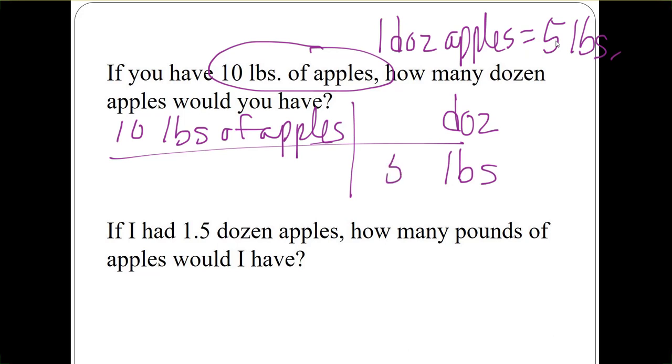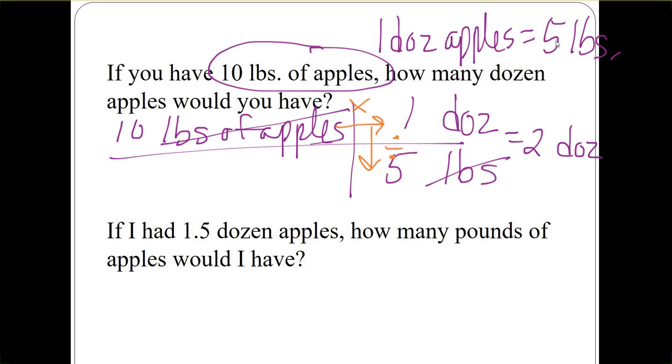So we have 5 pounds here on the bottom and 1 dozen apples on the top. My pounds will cancel because I have 1 on top and 1 on the bottom, and my answer will be in dozen. And I tried to make the math easy. When you go across, then you are going to multiply. And when you cross that line going down, you're going to divide. So I will go 10 times 1 divided by 5, and I will get the number 2.